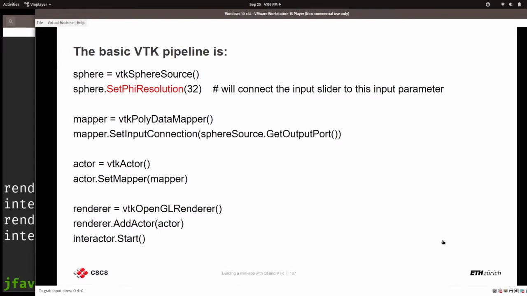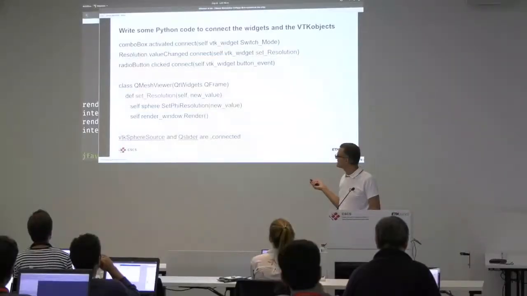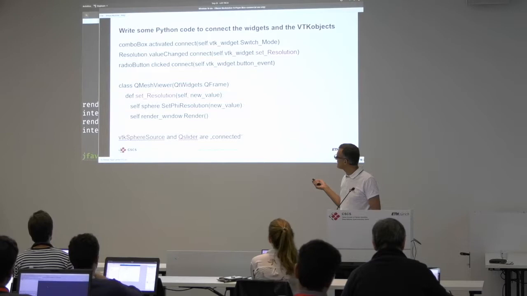Which I have summarized here. Okay, so I now have to connect the graphical user interface to the VTK object. The combo box has a signal called activated. The resolution slider has a signal called value changed. And then the radio button has a signal called clicked.